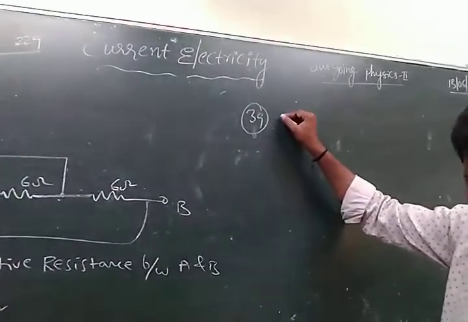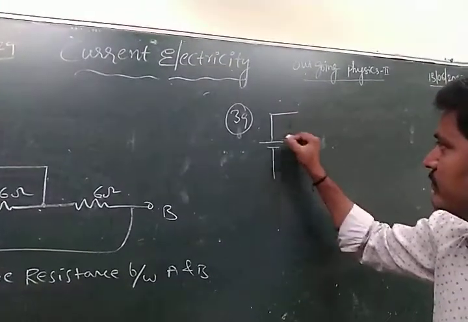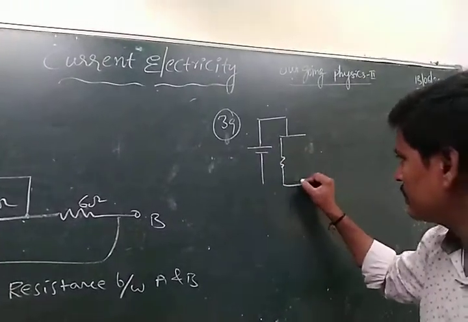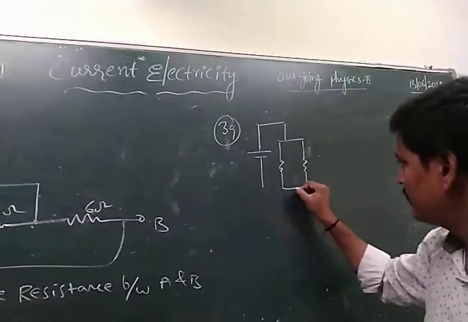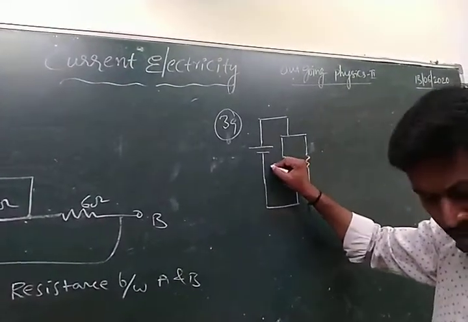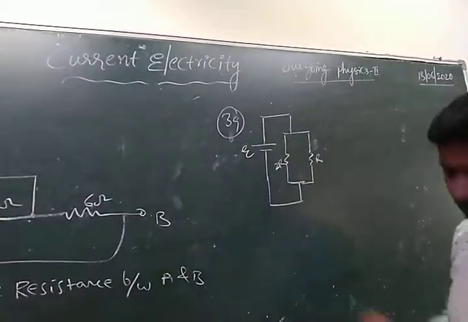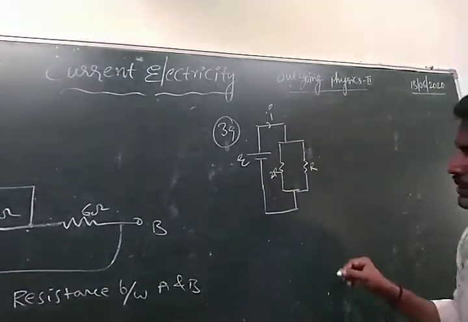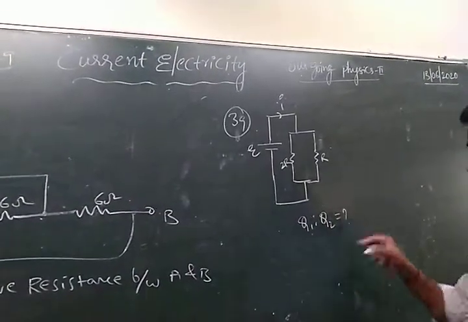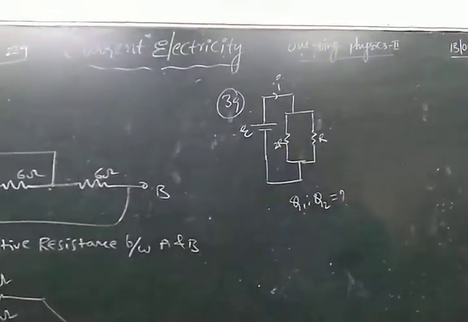What is the ratio of heat generated across the resistors in the circuit? Here the resistance is 2R and here it is R. The battery EMF is E. What is the generated heat ratio across the resistors?